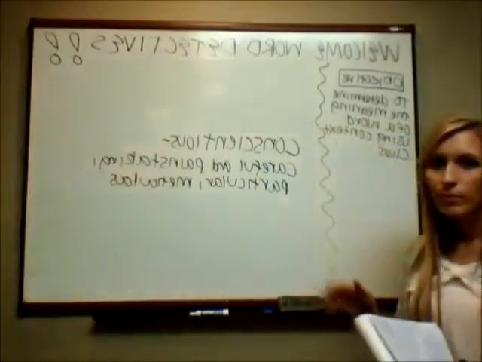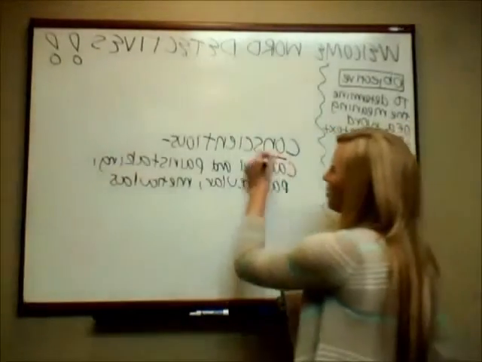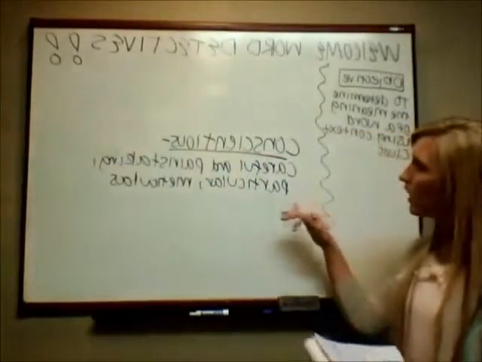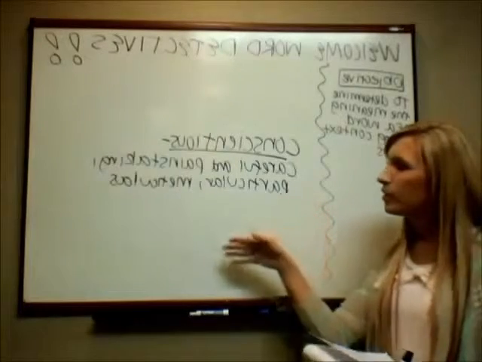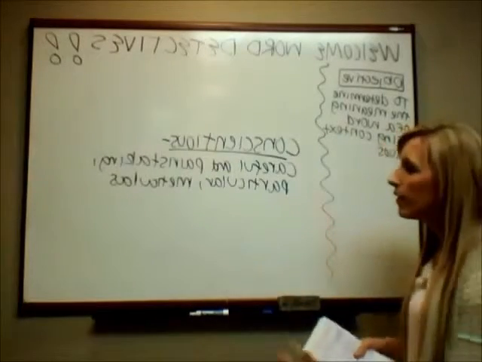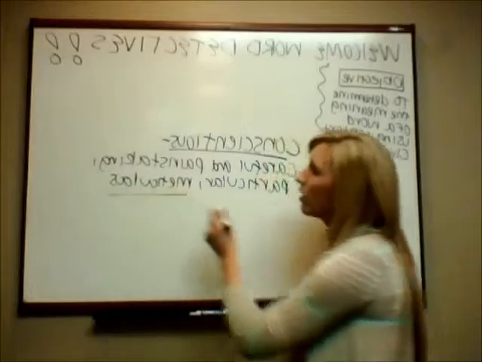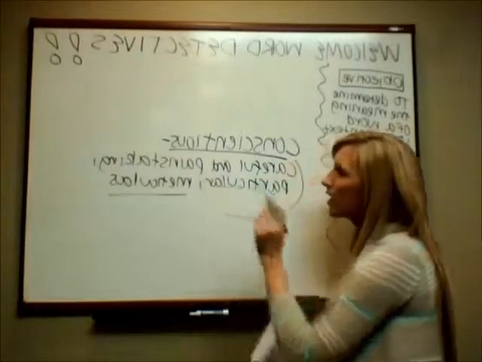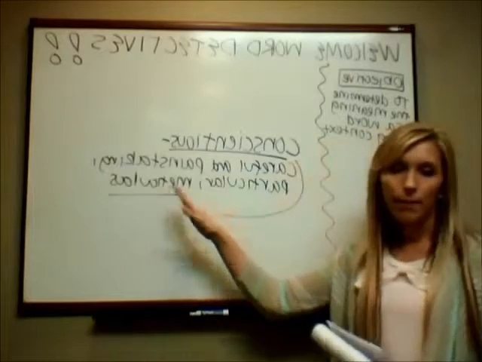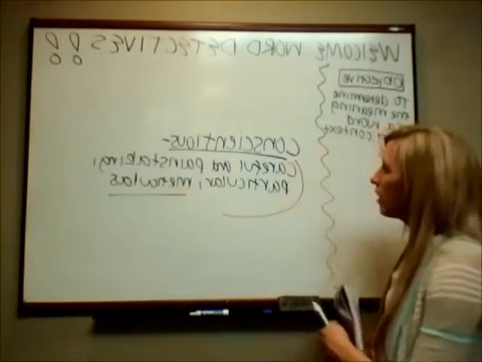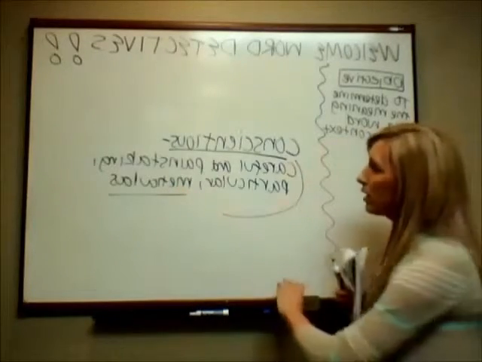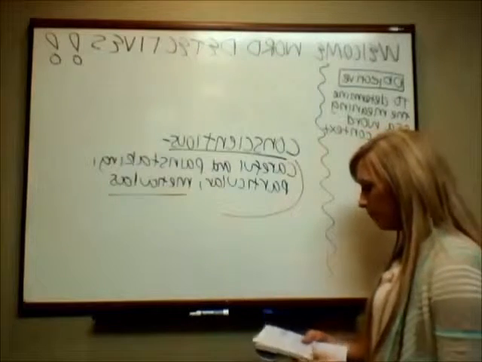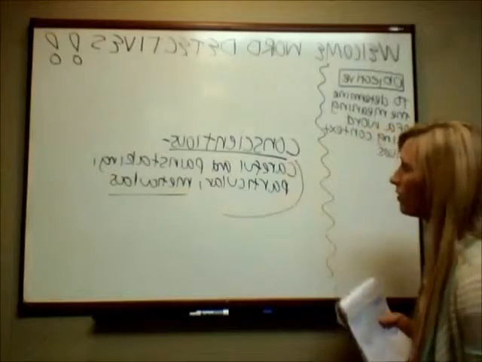Okay, so our definition of conscientious is careful and painstaking, particular, meticulous. And then if you didn't know the definition of meticulous, you can use your context clues by looking at the other synonyms, and you can gather that means the same thing. It's a synonym. So there's our definition. I'll give you guys a second to write it down. Okay.